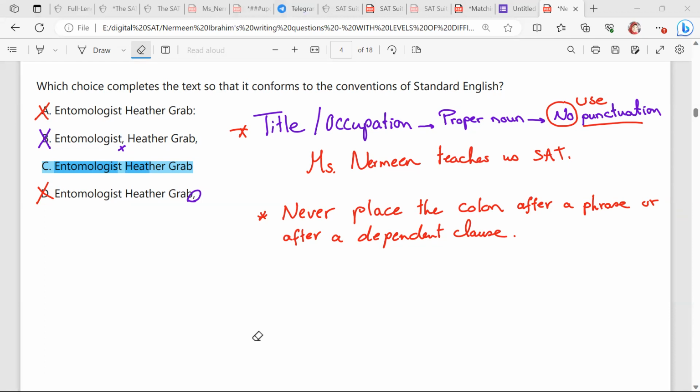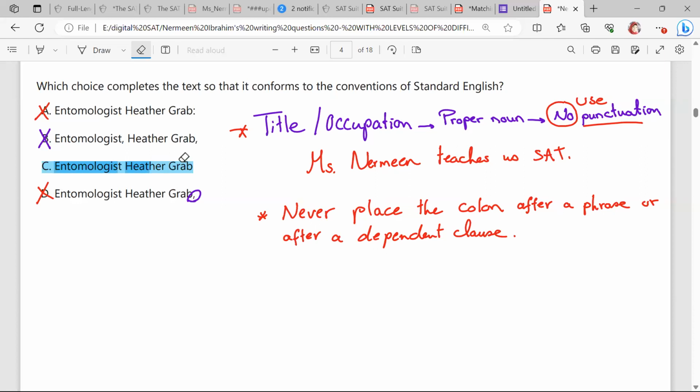Miss, for B, why can't Heather Grab be an appositive? Because if you consider Heather Grab an appositive, this means it's non-essential. When I say entomologist, do you know whom I'm talking about? No. So you didn't narrow that down. But when you say entomologist Heather Grapp, now I know whom you're talking about.